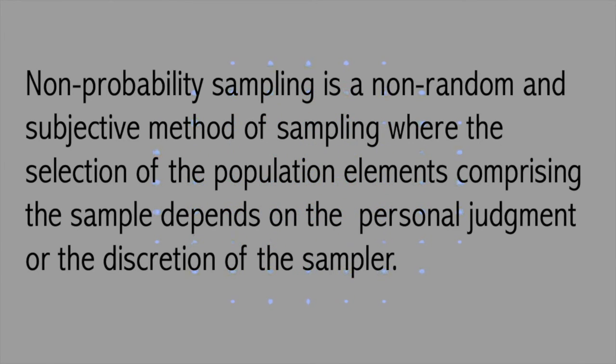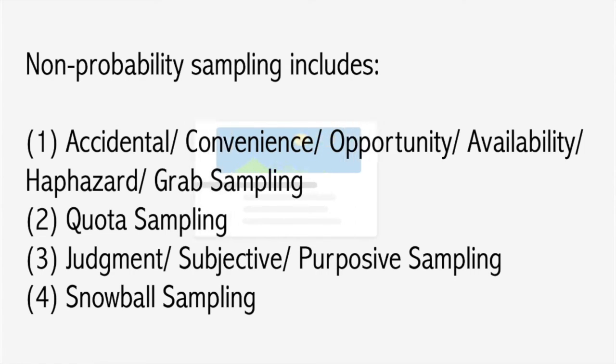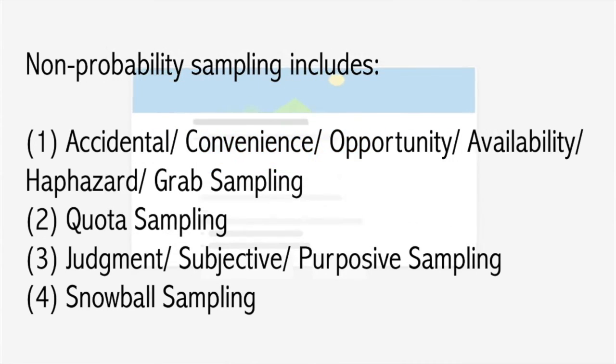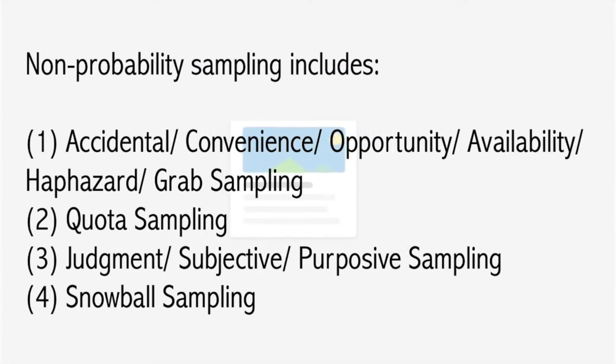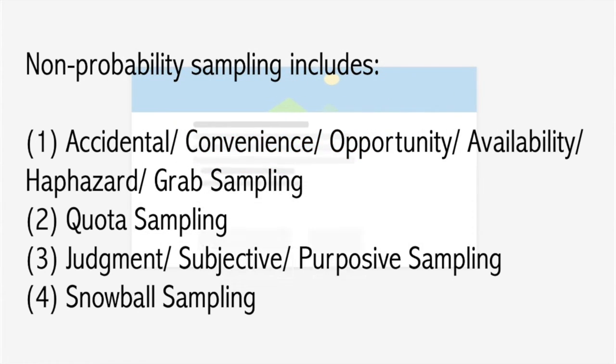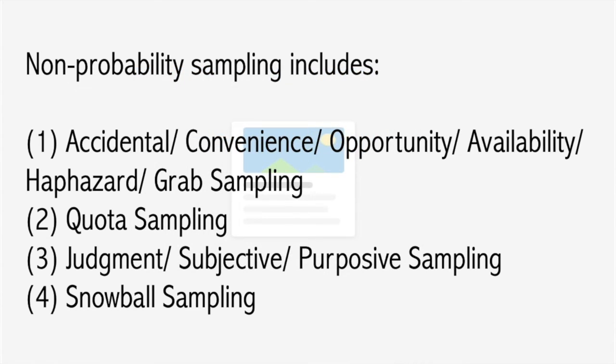Non-probability sampling is a non-random and subjective method of sampling where the selection of the population elements comprising the sample depends on the personal judgment or the discretion of the sampler. Non-probability sampling includes, first, accidental or convenience or opportunity or availability or haphazard or grab sampling. Second is quota sampling. Third, judgment or subjective or purposive sampling. And fourth is snowball sampling.